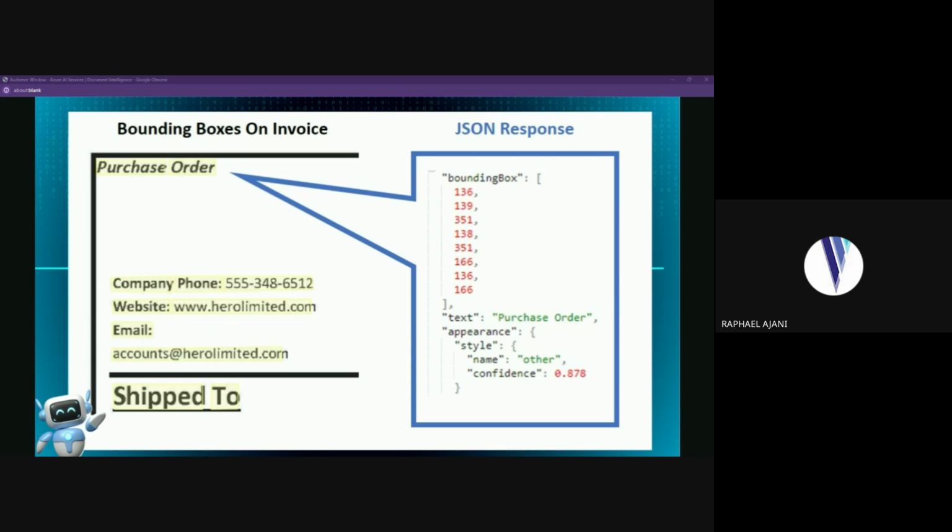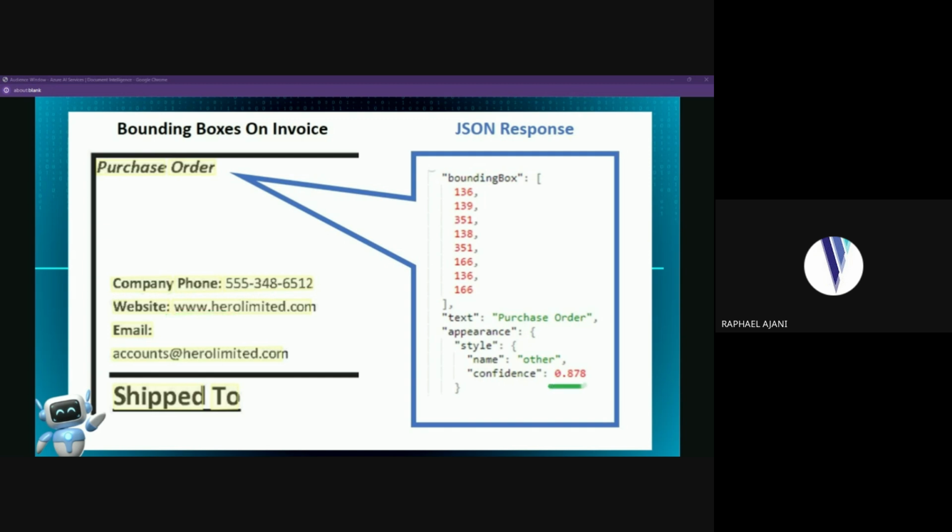For example, this example you are seeing here is for the purchase order word. And the bounding box has been given to determine the position in terms of height, width, and angle at which it is located on the document. So for each of these words, it will have its own bounding box.